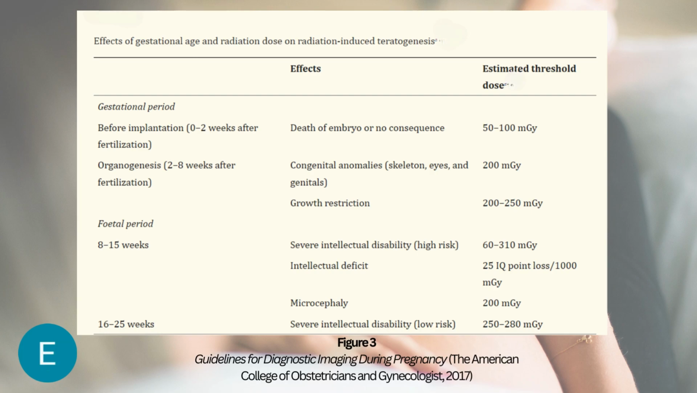In the fetal period, which is 8 to 15 weeks or the first trimester, severe intellectual disability, intellectual deficit, and microcephaly may occur. In the second trimester, there's a low risk of severe mental illness.